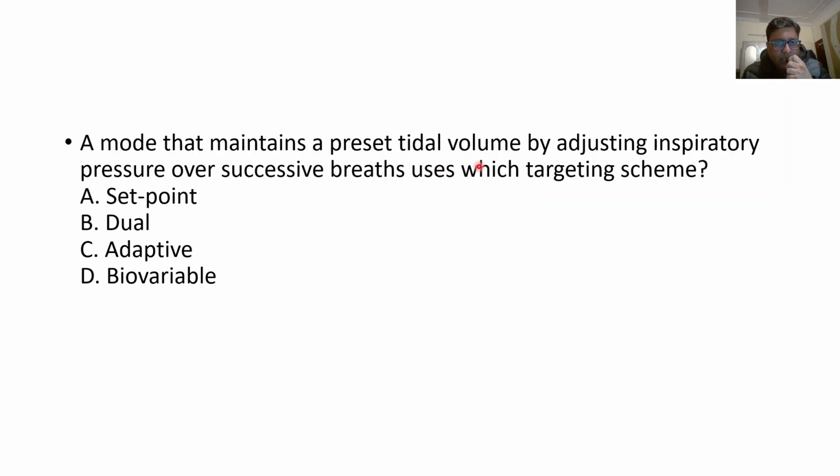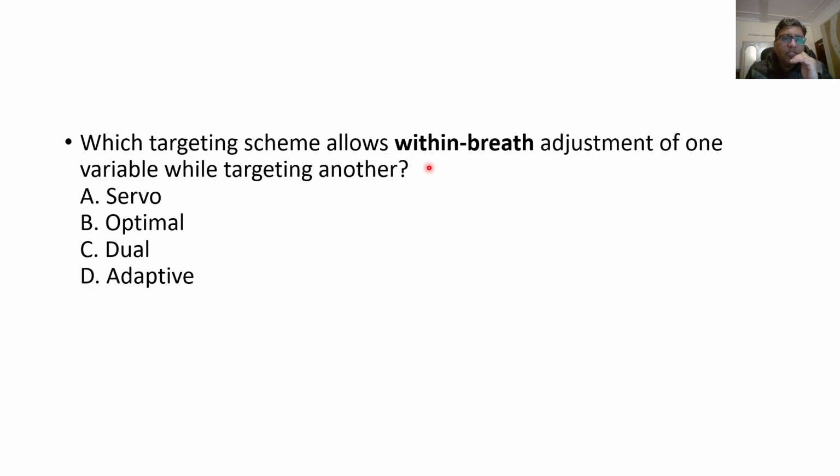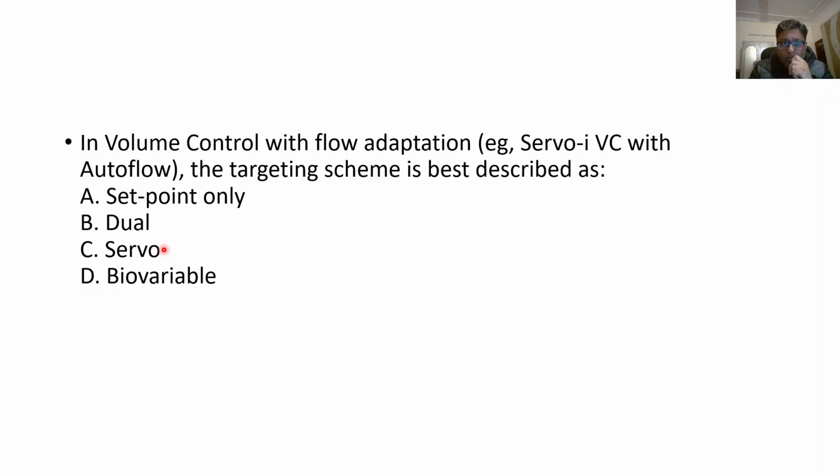A mode which maintains a preset tidal volume by adjusting inspiratory pressure over successive breaths uses which targeting scheme? We have seen many examples. These classical modes use adaptive targeting. Examples are PRVC, VC plus, CMV plus autoflow. Then, which targeting scheme allows within-the-breath adjustment of one variable while targeting another? It is the dual targeting scheme, seen in VC with flow adaptation. In volume control with flow adaptation, VC autoflow, the targeting scheme is best described as dual targeting.